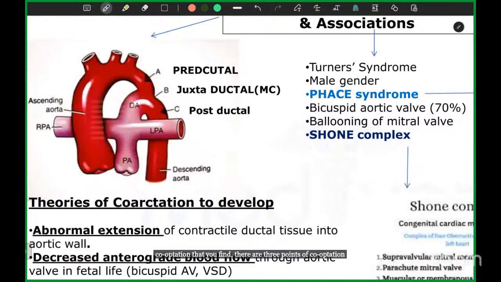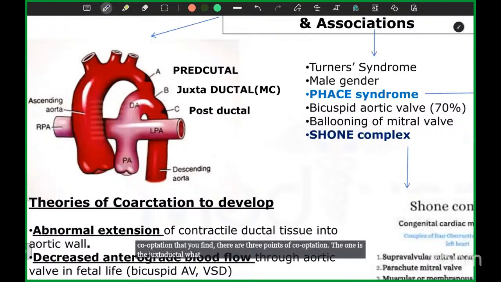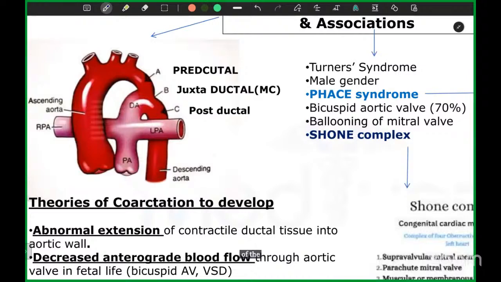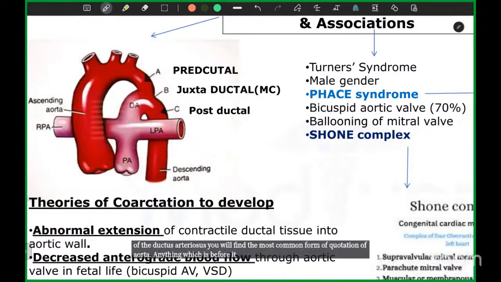The one is the juxtaductal. What I mean by ductal is the ductus arteriosus. So just at the opening of the ductus arteriosus, you will find the most common form of coarctation of aorta. Anything which is before it is preductal, anything after it is postductal.